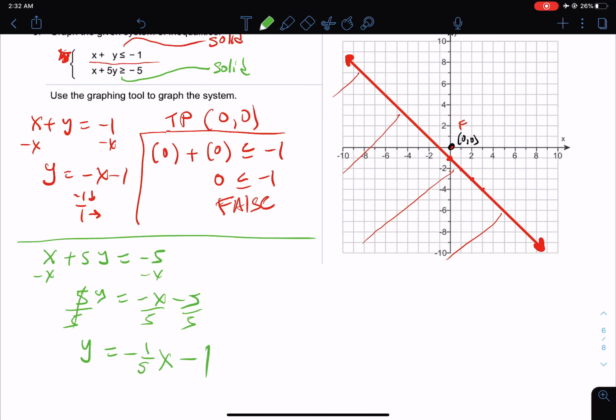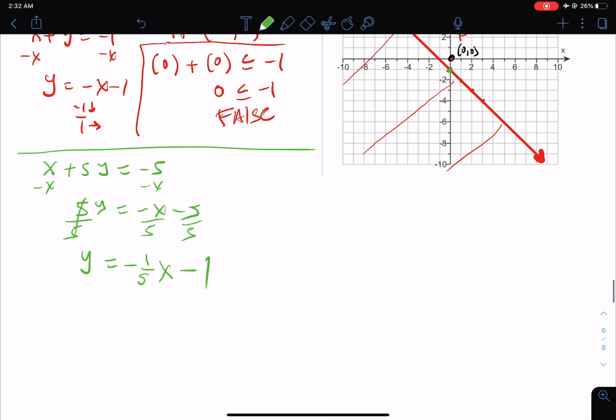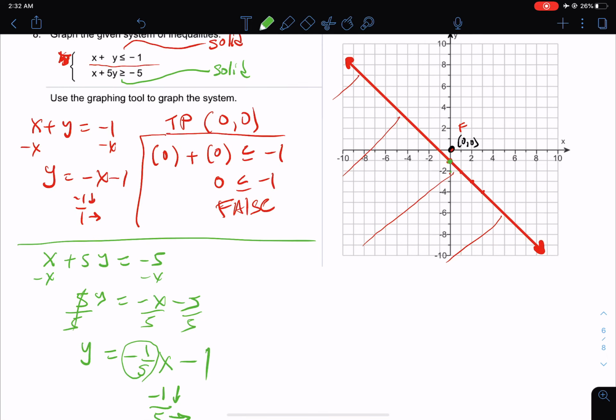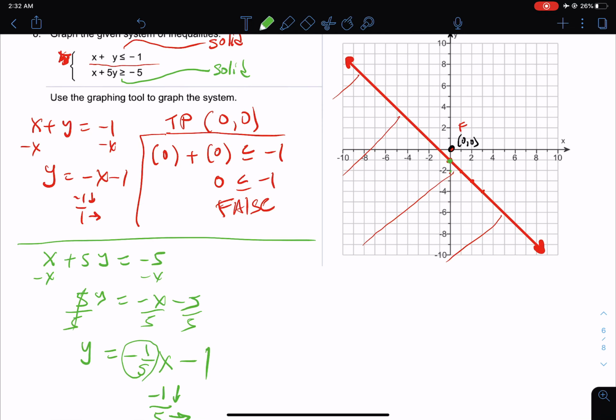So now our y-intercept is at negative 1. Oh, it's at the same point. How wonderful is that? That's unusual, but nothing wrong with it. And our slope is negative 1/5. Remember, you could put the negative on top or bottom. I'll just say negative one on top and 5. That means down 1, right 5. Down 1, right 1, 2, 3, 4, 5. And there it is. Okay, so that is it for number 8.